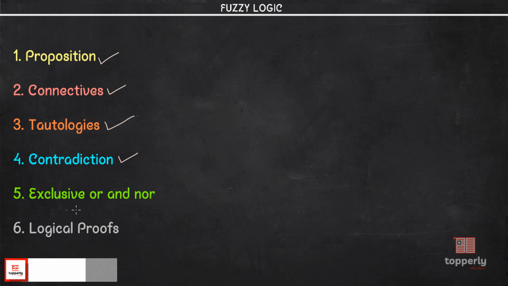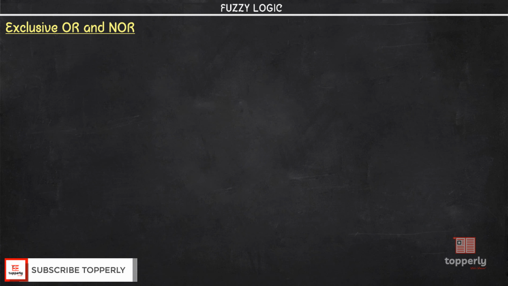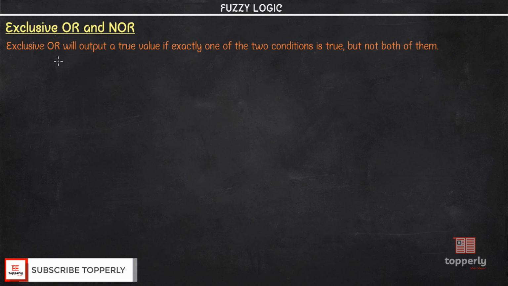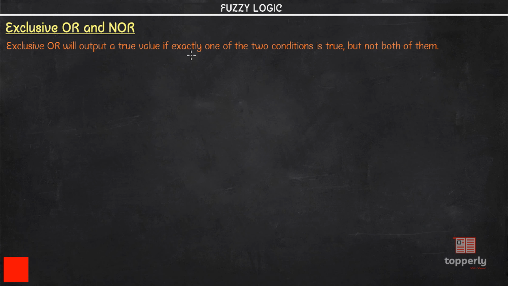Moving on to exclusive OR and NOR. As I've mentioned in the previous lecture, exclusive OR will output a true value if exactly one of the two conditions is true but not both of them. For example, if you have two single propositions A and B, then exclusive OR will output a true value if only A is true or only B is true, but it will output a false value if both A and B are true. So let's take a look at the truth table for exclusive OR.